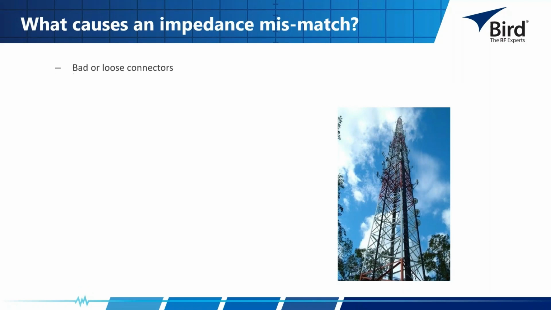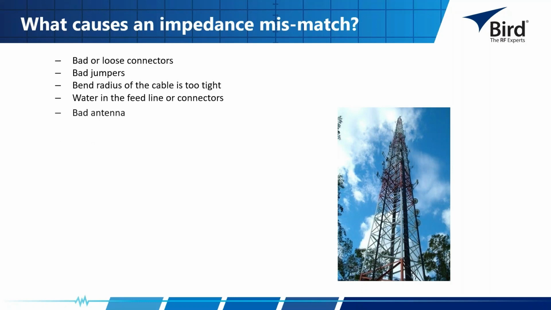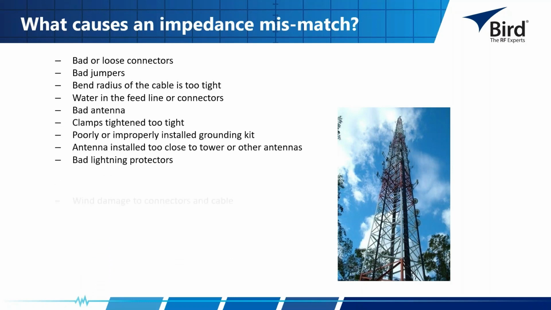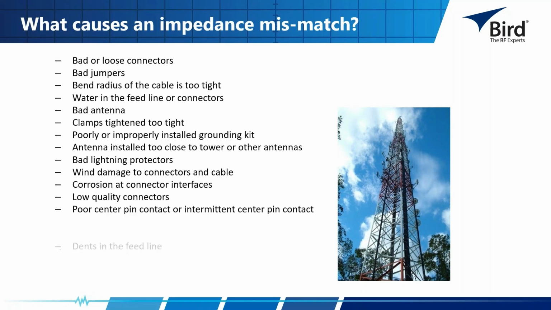What are some of the things that cause an impedance mismatch? Well, there's a lot of things. You can have bad or loose connectors, water in the feed line, poorly or improperly installed ground kits, wind damage, corrosion, poor center pin contact, dents in the feed line, gouges, and my all-time favorite, bullet holes in the feed line.